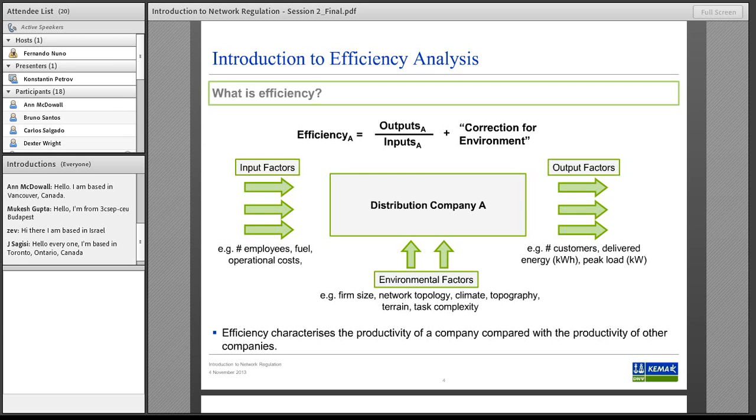So in general, we can say we try to measure really the ratio between outputs and inputs. We have to consider the multiple inputs and outputs in this process, and also we have to incorporate properly the factors which characterize the operating environment in order to ensure comparability of the companies and then adequately to measure their efficiency performance.